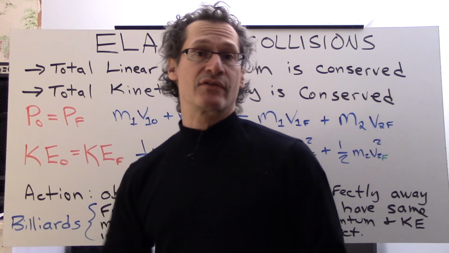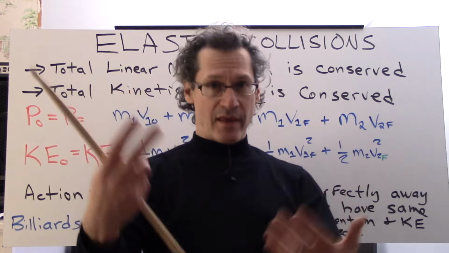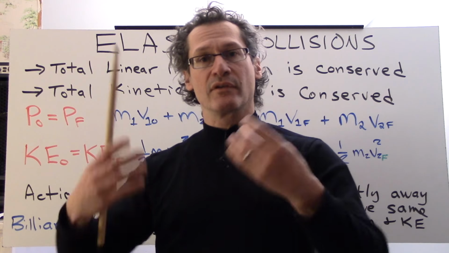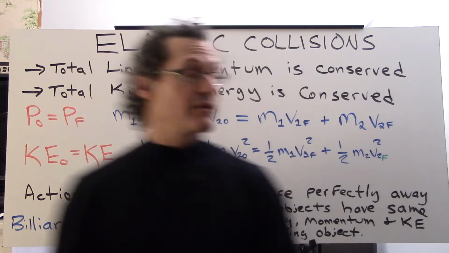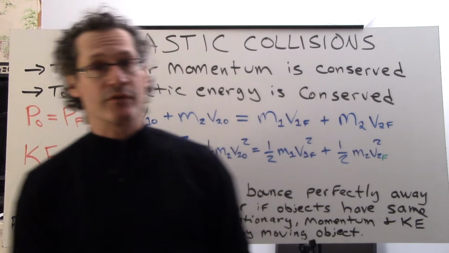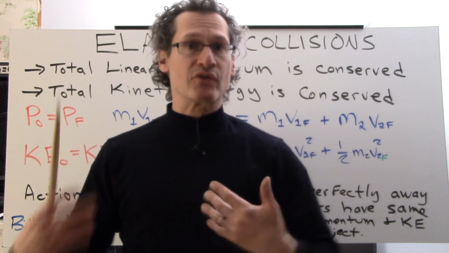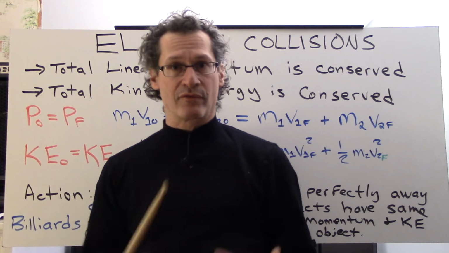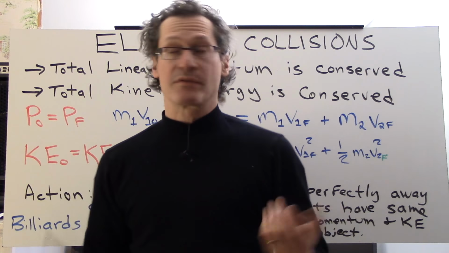And elastic collisions adhere to two principles. First of all, there's the conservation of linear momentum, and in that, the total linear momentum is conserved. That's exactly what we would expect for any two objects that don't have any external forces acting on them, only the internal forces of their interactions.